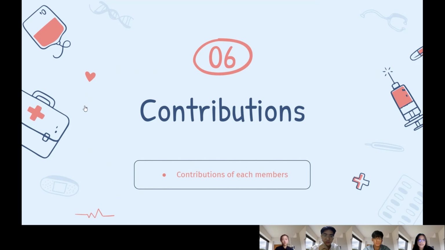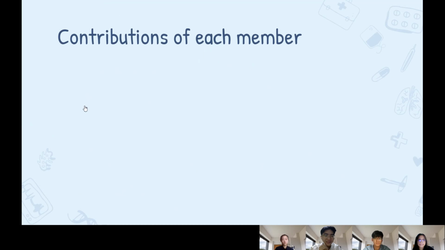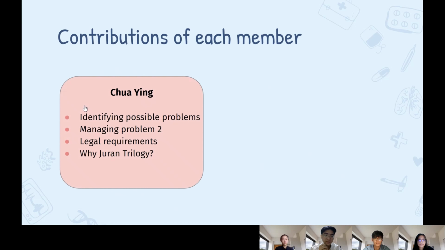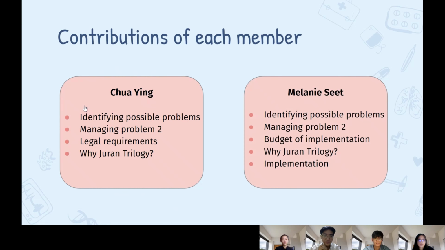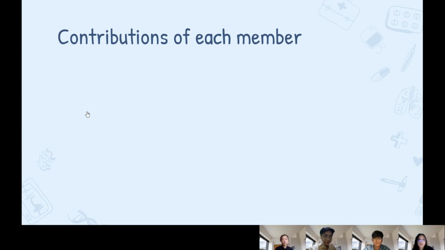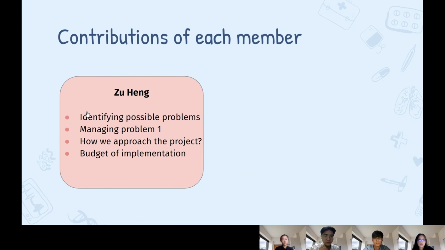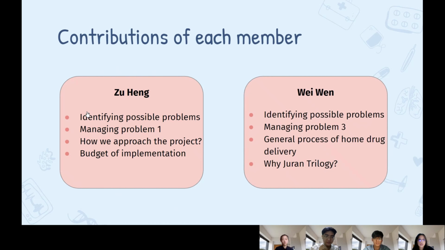Now let us look at the contribution of each member. All members participate in identifying possible problems. Trying is responsible for the management of problem 2 as well as the legal requirement and the driven trilogy. Melanie is responsible for problem 2 and also contributes to the budget, driven trilogy and implementation of solution. Next is Heng, who is responsible for the research on problem 1 and how we approach the project, as well as the budget of implementation. For myself, I researched problem 3 and contributed to the general process as well as the explanation of driven trilogy.